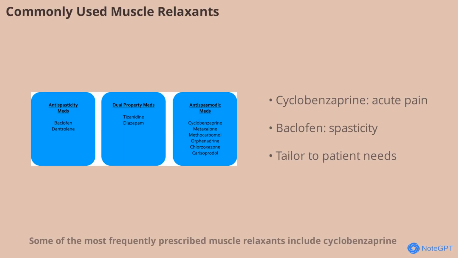Some of the most frequently prescribed muscle relaxants include cyclobenzaprine, methocarbamol, carisoprodol, baclofen, tizanidine, and diazepam. Each has its own onset time, duration, and side effect profile. For example, cyclobenzaprine is often used for acute back pain, while baclofen is preferred for spasticity. It's important to tailor the choice of drug to the patient's specific needs and medical history.